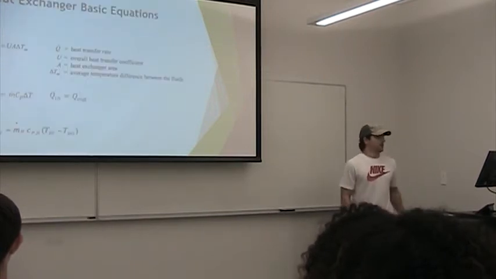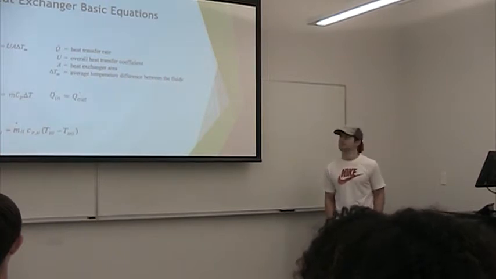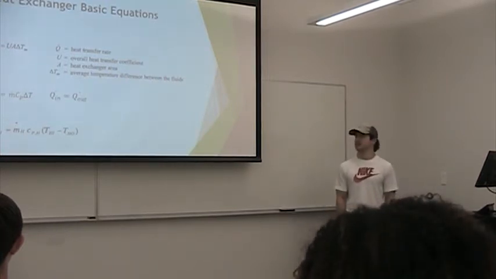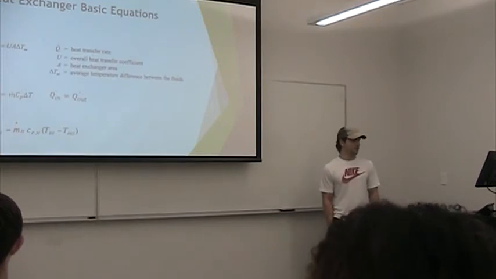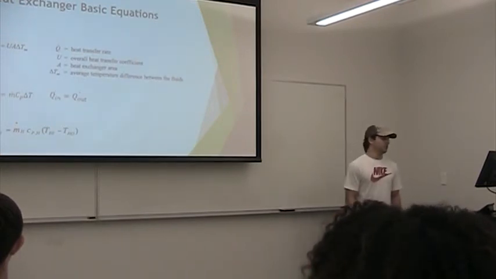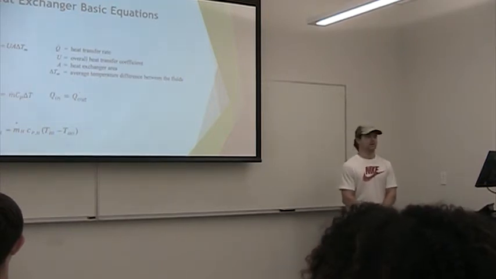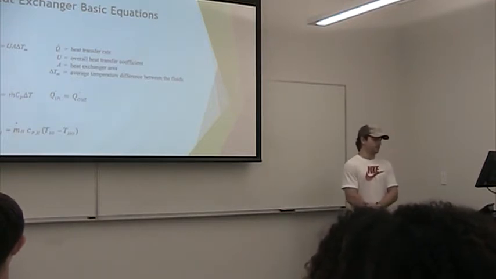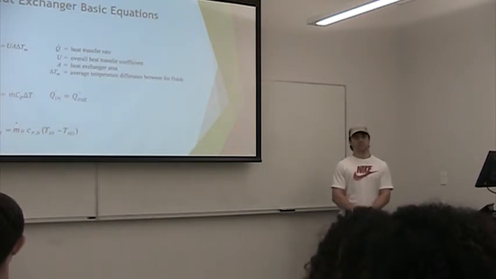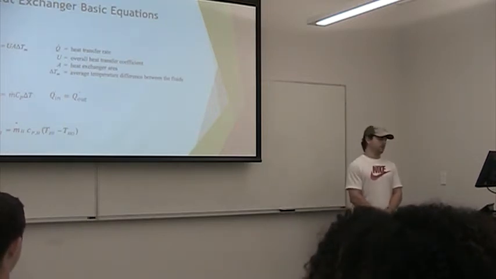So, some basic equations. As you can see, the first equation is just a basic heat transfer rate equation with some common nomenclature. The second one is used for closed system heat exchangers, where it basically follows the conservation of energy equation. And then the third one is used for open system heat exchangers, where one of the fluids is released into the atmosphere.